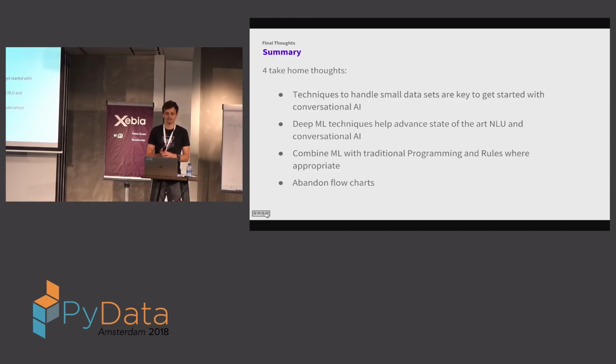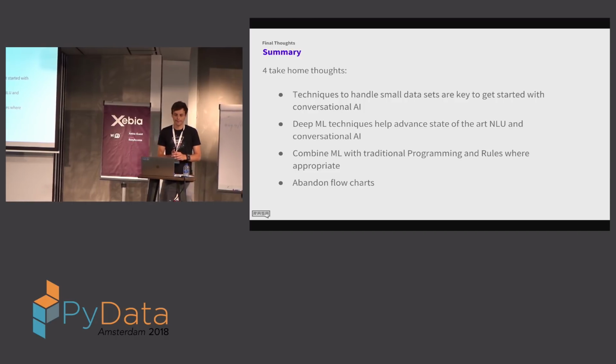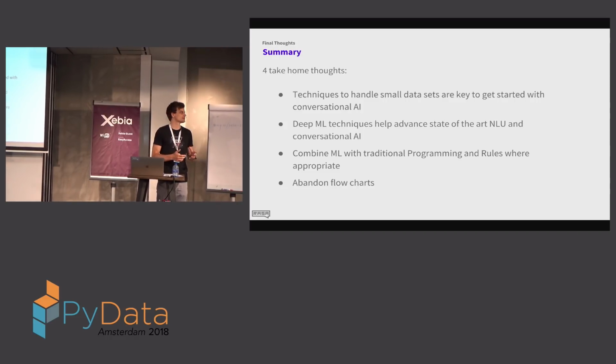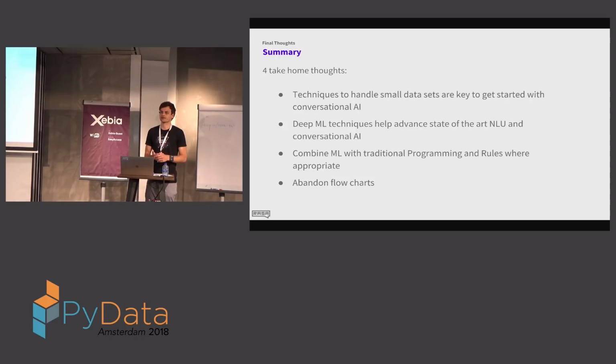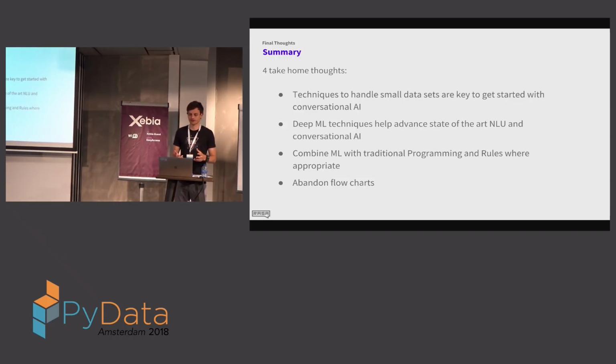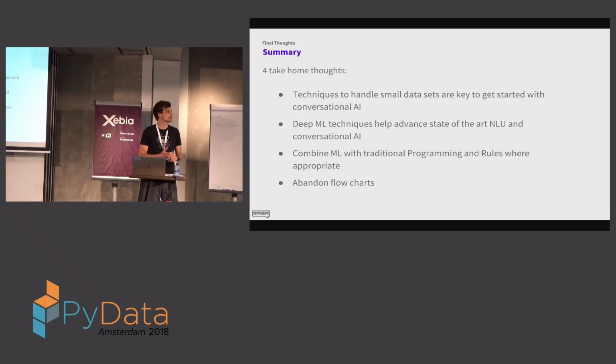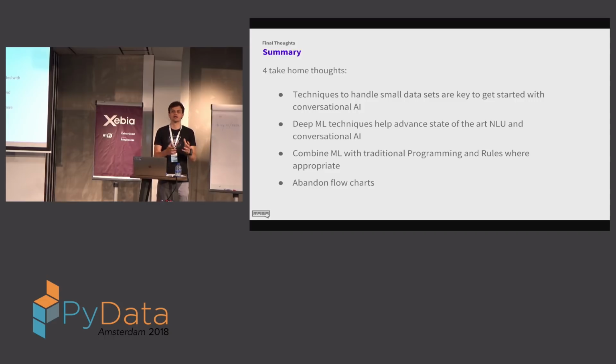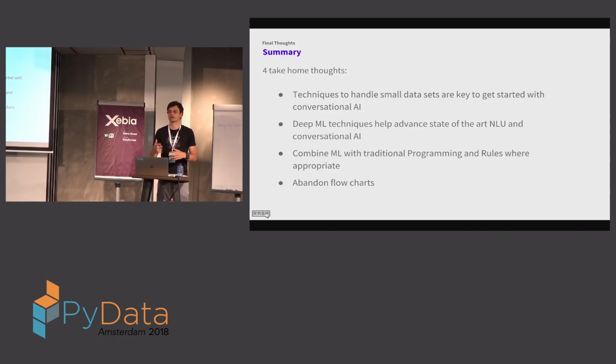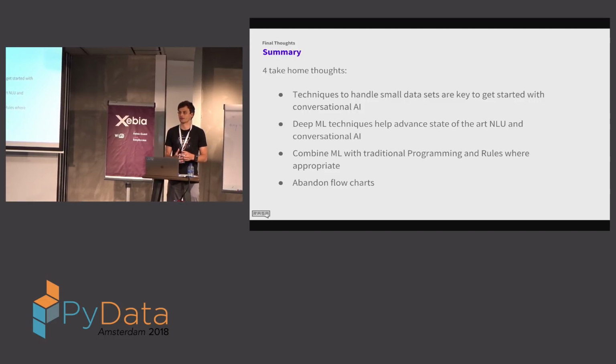So four take-home thoughts. Really important are techniques to handle small data sets, because you'll start small when creating a new bot, right? You don't have a lot of data, and really providing models that can handle that is essential. But then once you've collected more and more data, you want to scale these models and create better models that actually can handle the complexity of your dialogues.